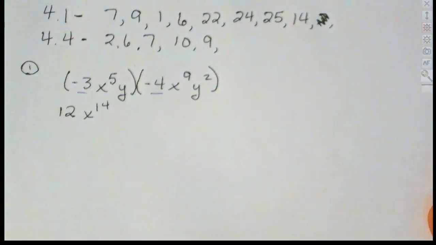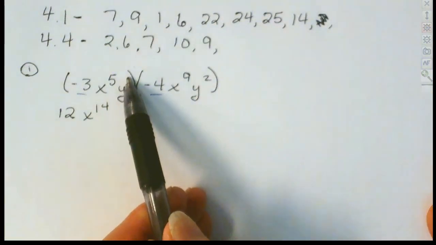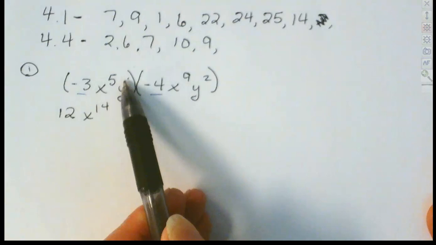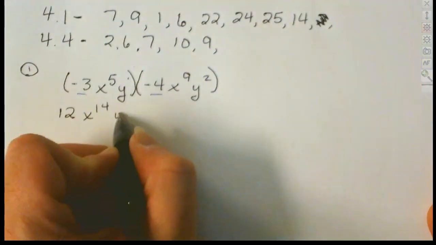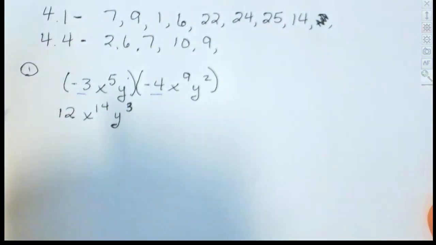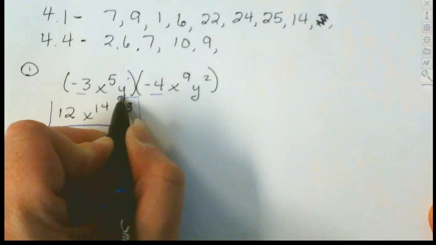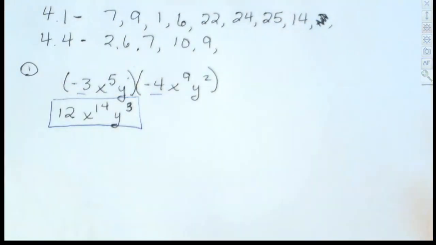And then what about the y's? Well, there's no number, so we assume that power is 1. So we have 1 y here. 2 more then makes it y to the 3rd. So what's your answer then going to be? Your answer is going to be 12 x to the 14th, y to the 3rd power. Okay? Is everyone okay with that one?